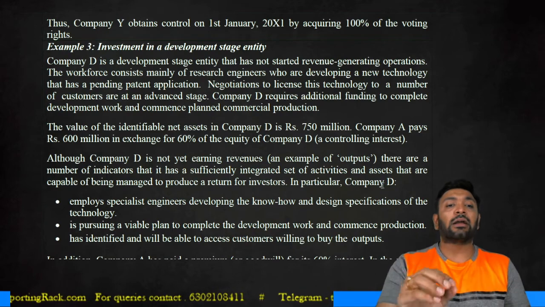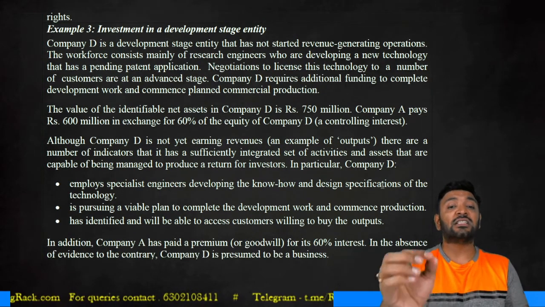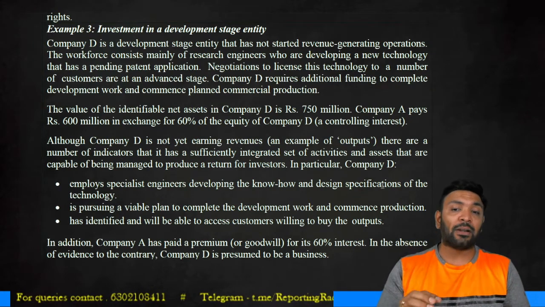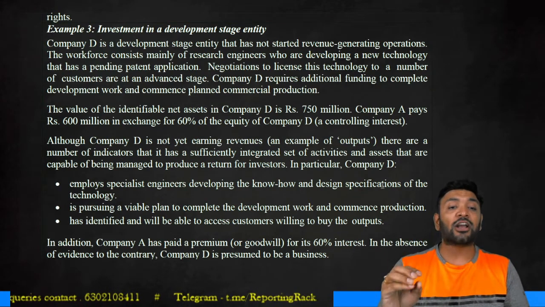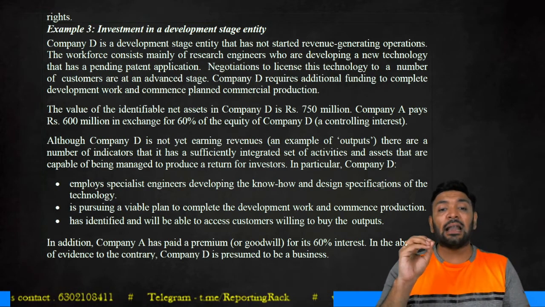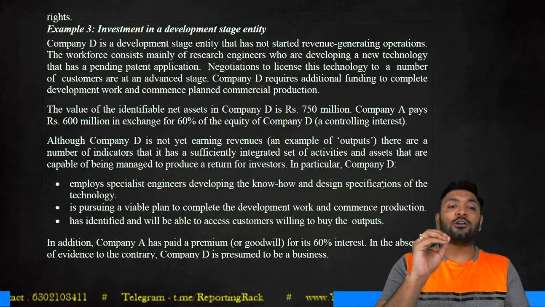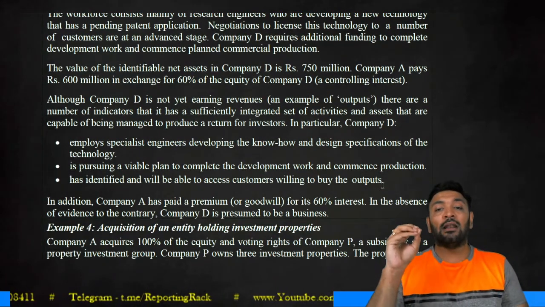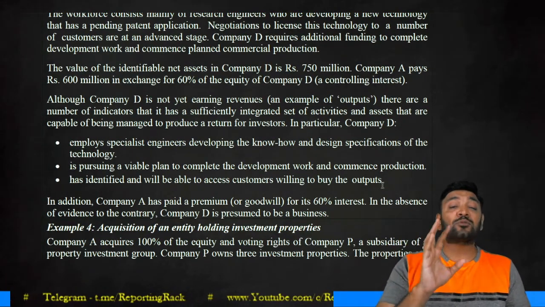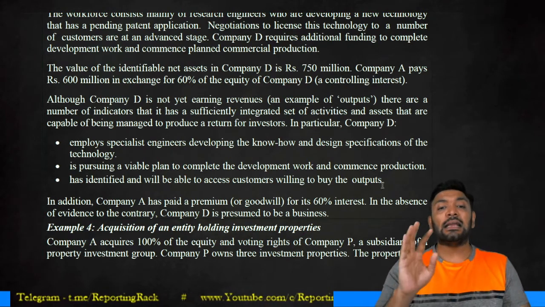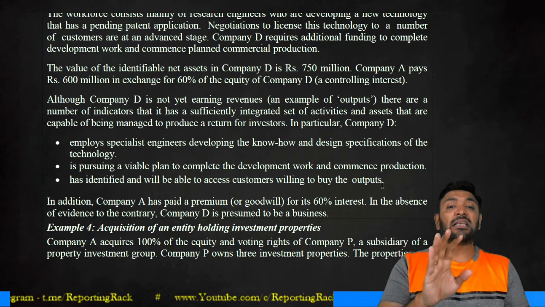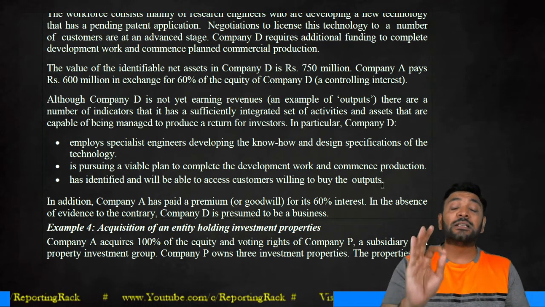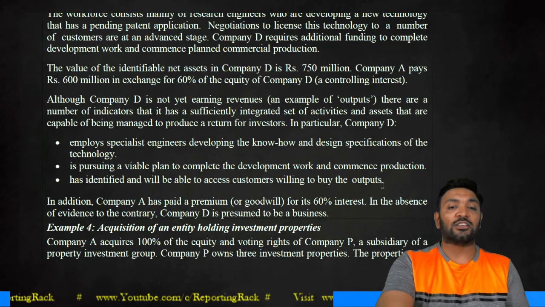In particular, company D employs specialist engineers developing know-how and is pursuing a viable plan to complete the development work and commence the commercial production, has identified and will be accessing the customers willing to buy the output. In addition, company A pays a premium of goodwill for 60% interest. In absence of evidence to the contrary, D is assumed to be a business, and this acquisition of 60% by company A should be considered as a business combination as per Ind AS 103.